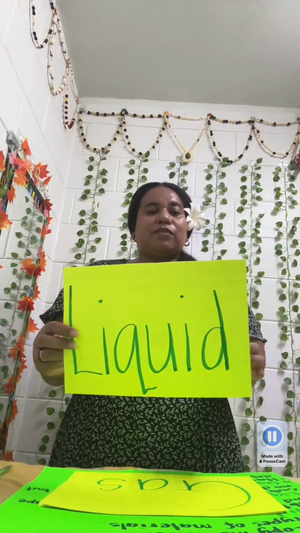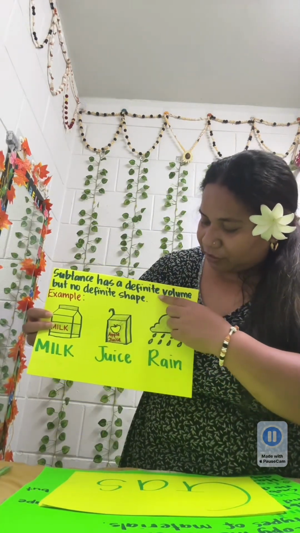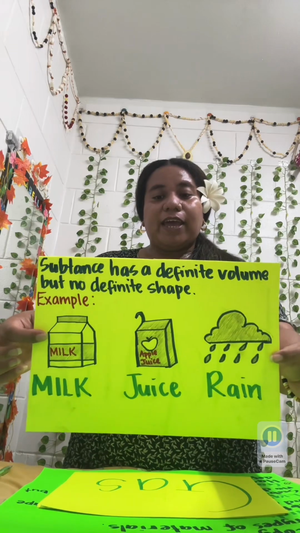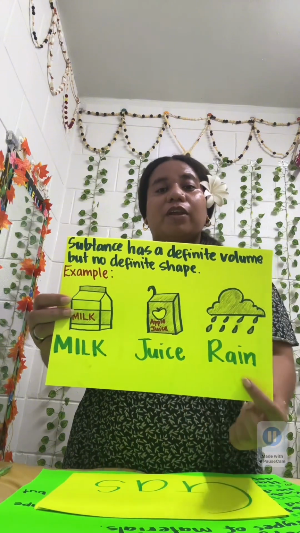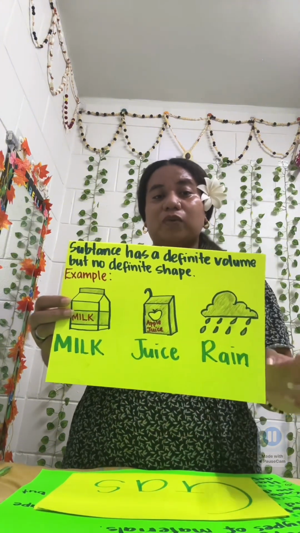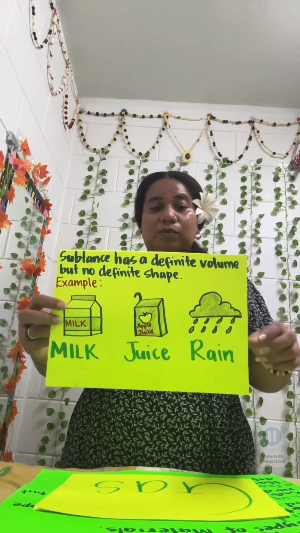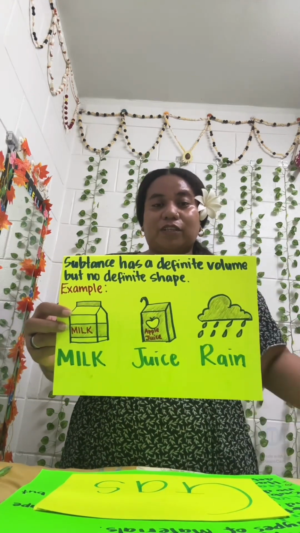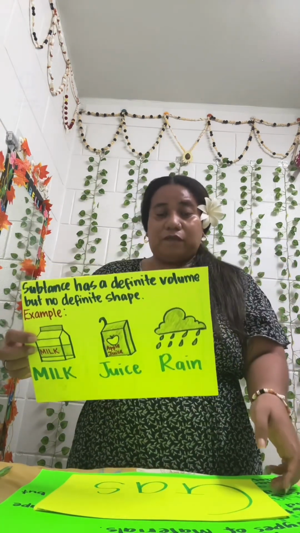Okay, for the second one, can someone read it? Liquid. Very good. The definition for liquid is a substance that has a definite volume but no definite shape. Those are the three examples of liquid: milk, juice, and rain. The juice and milk inside the box are liquids, and the rain droplets are also liquids, or things that we cannot hold for a long period of time.